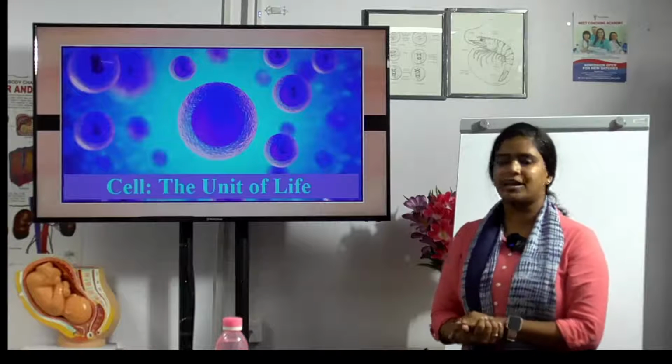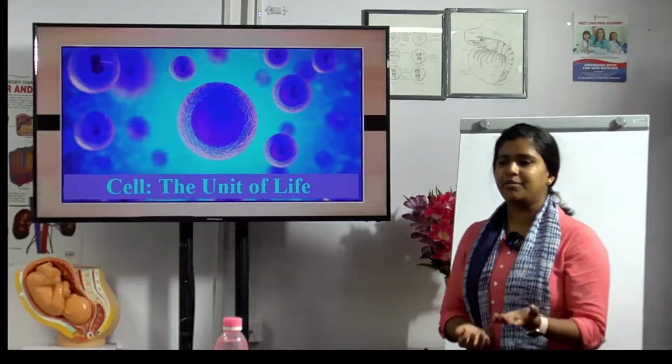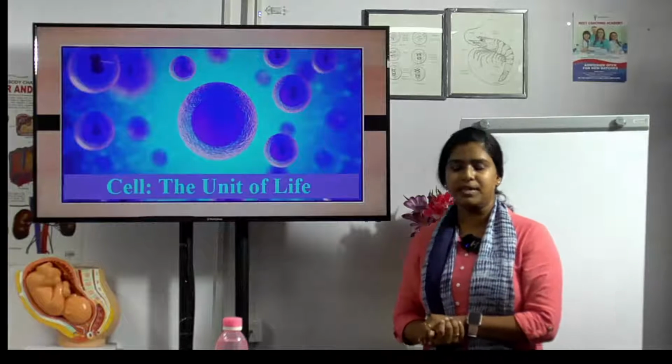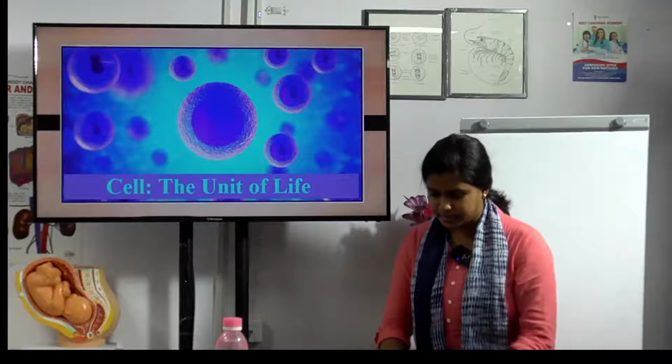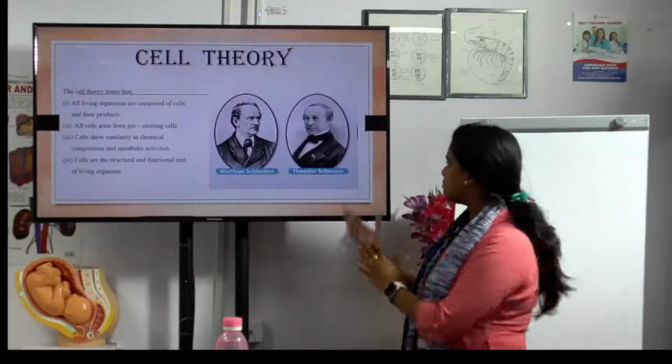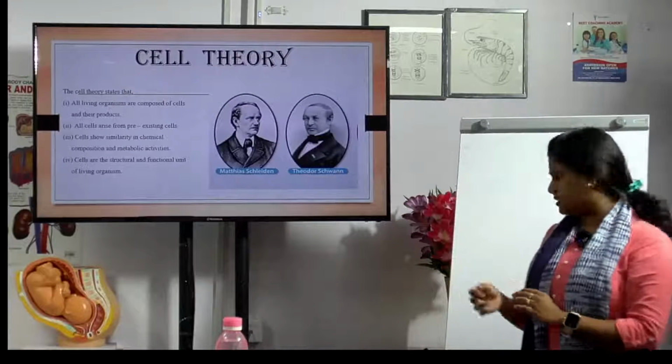The outer layer is called the plasma membrane. So he only discovered the plasma membrane. His name was Theodore. This is Matthias and this is Theodore.